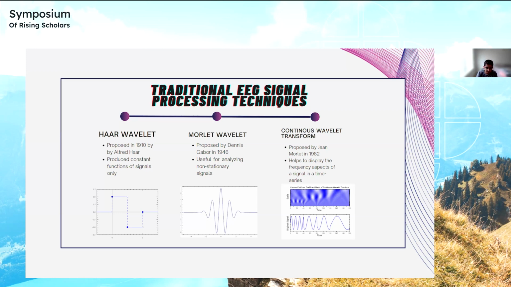and this can clearly help to analyze any epileptic disorders. Lastly, an improvement to the Morlet wavelet was the continuous wavelet transform, proposed by Jean Morlet in 1982, and this helped to display the frequency aspect of signals. The continuous wavelet transform also helped to depict non-stationary signals, and this also provided an efficient way to recognize abnormalities in brain waves, but it took much less time than the Morlet wavelet in analyzing signals.